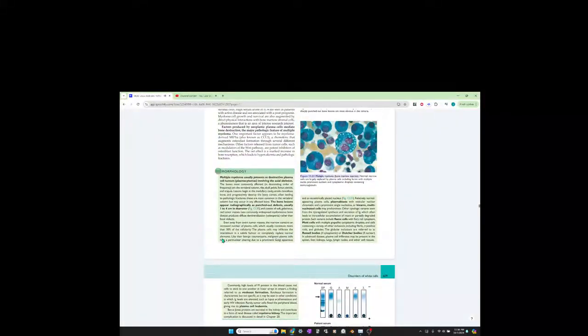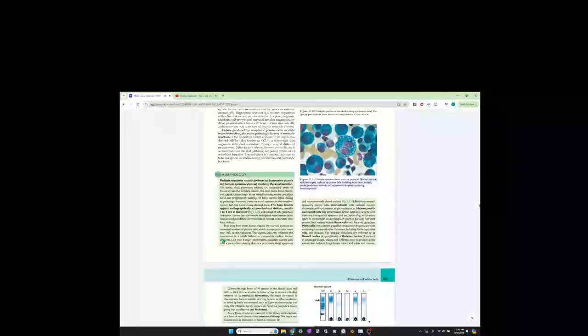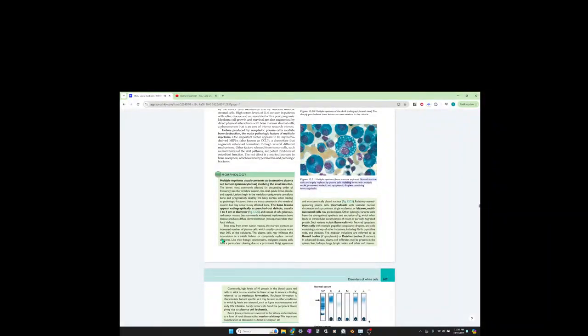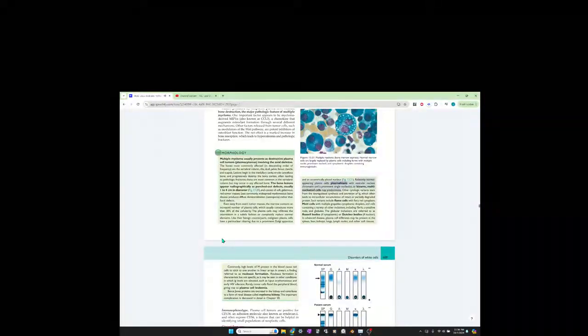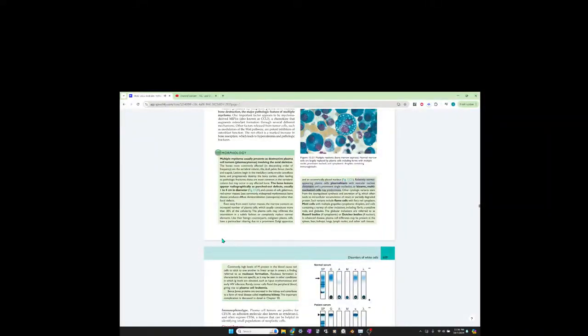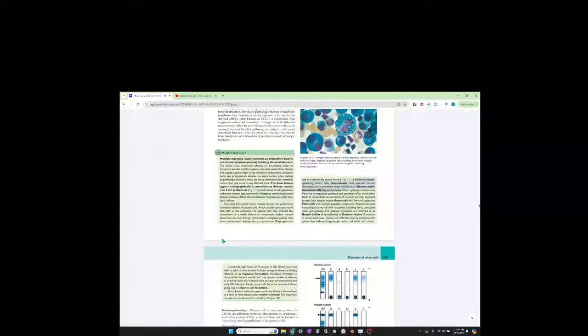Like their benign counterparts, malignant plasma cells have a perinuclear clearing due to a prominent Golgi apparatus. Figure 13.21. Multiple myeloma. Normal marrow cells are largely replaced by plasma cells, including forms with multiple nuclei, prominent nucleoli, and cytoplasmic droplets containing immunoglobulin, and an eccentrically placed nucleus. Relatively normal-appearing plasma cells, plasmablasts with vesicular nuclear chromatin and a prominent single nucleolus, or bizarre multinucleated cells may predominate.